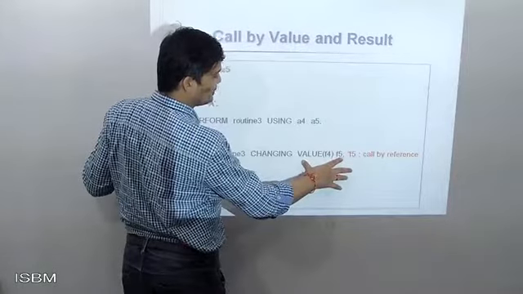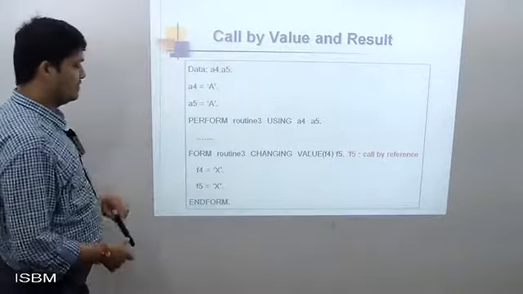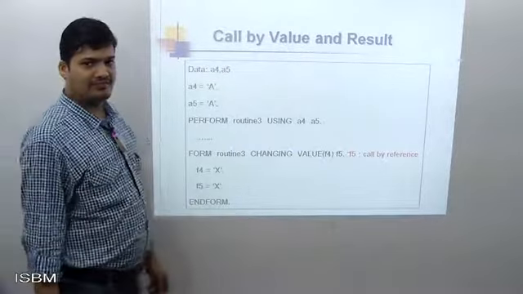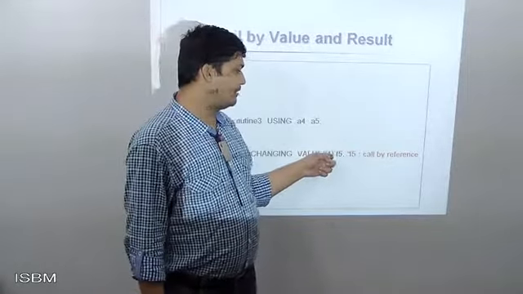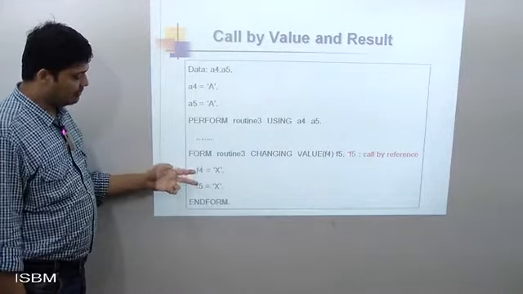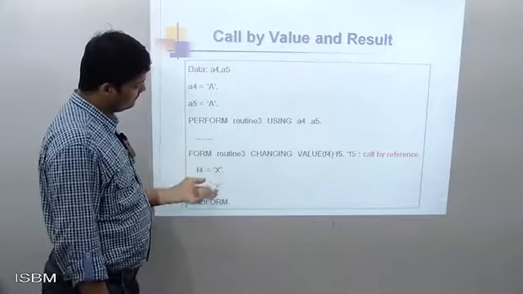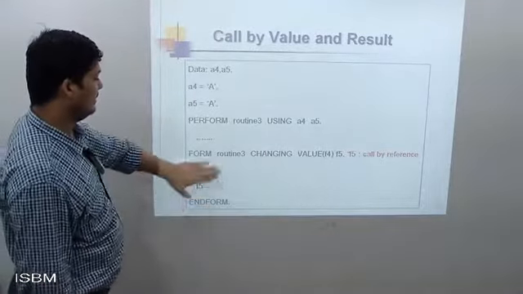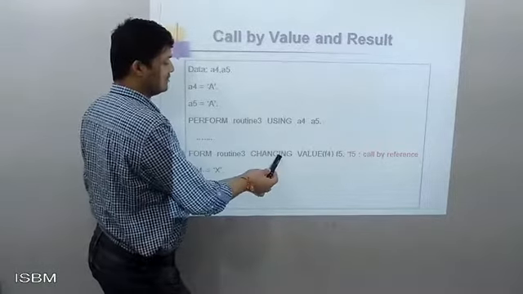We have taken the two values F4 and F5. You can see F5 is a call by reference. It is not call by value. F5 is a call by reference and F4 is a call by value. So these are two different kinds of values over here, call by reference and call by value. The value I am passing in F4 and F5 is the same X inside the routine, only instead of using, I have used the word changing.